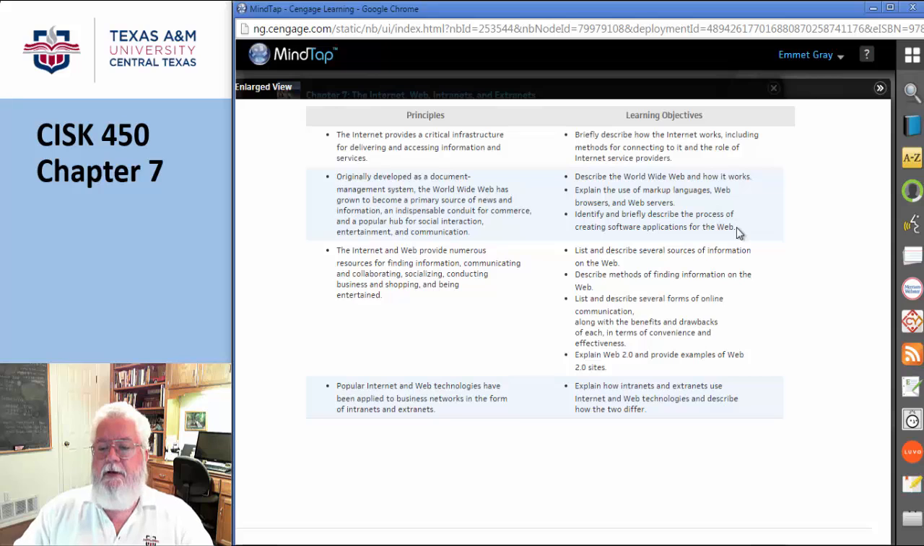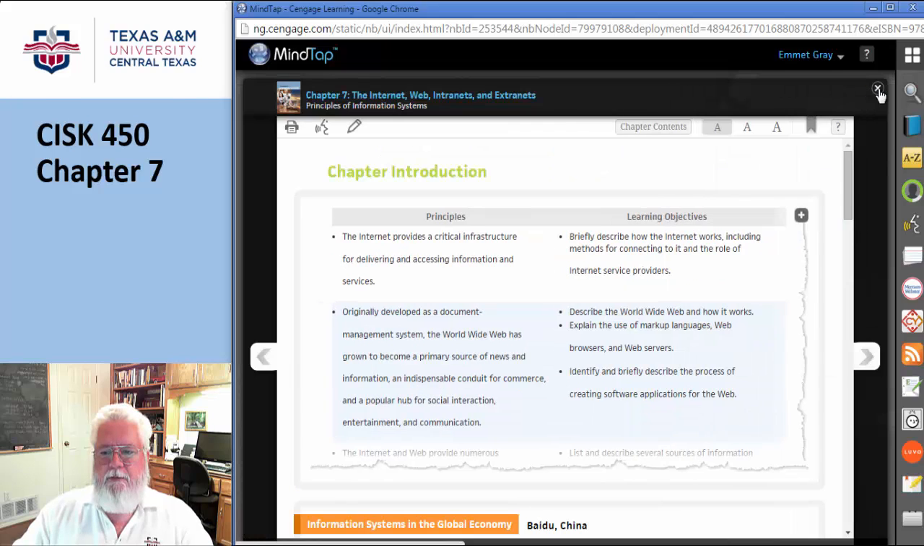Identify and briefly describe the process of creating software applications and web pages on the web. List and describe several sources of information. That'd be kind of easy. List and describe several forms of online communication. Explain Web 2.0. We've used that term a lot. Explain how intranets and extranets use internet technologies and how they're different. Okay, so that's our learning objectives.